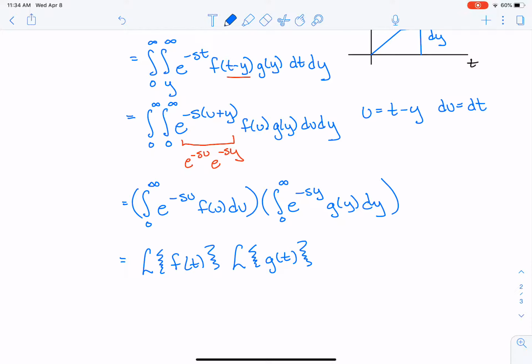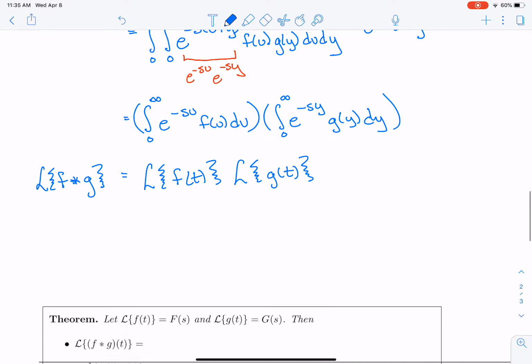And then looking at this, this is actually the Laplace transform of f of u, and this is the Laplace transform of g of y. But again, for integration, we can use any variable for the integration. We don't have to use u and y, so I'm going to choose to use t. And so the Laplace transform of f star g is the product of the Laplace transforms of f and g, which is kind of a cool fact.